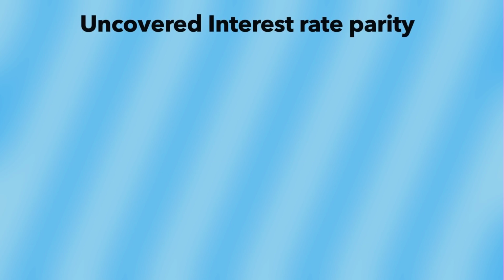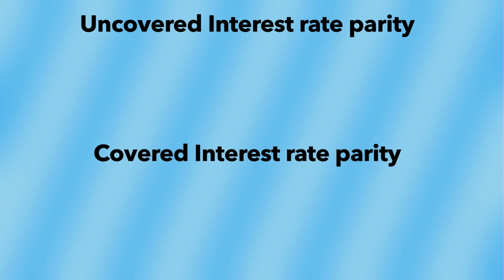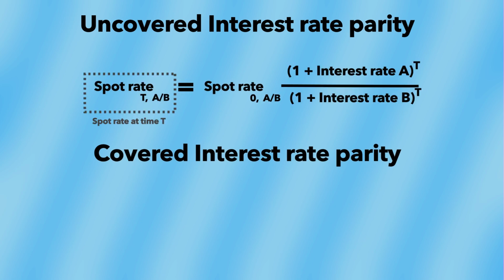There are two terms that are commonly used with the interest rate parity, known as the uncovered and covered interest rate parity. The uncovered interest rate parity states that the spot rate in the future should be equal to the current spot rate multiplied by the difference in interest rate. When we say spot rate, we are just referring to the current exchange rate.